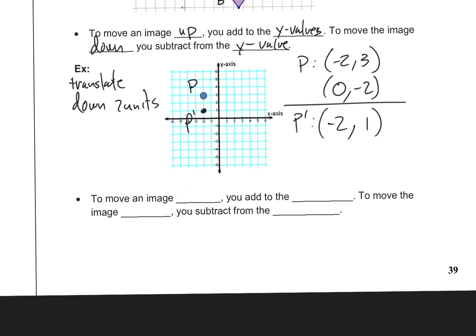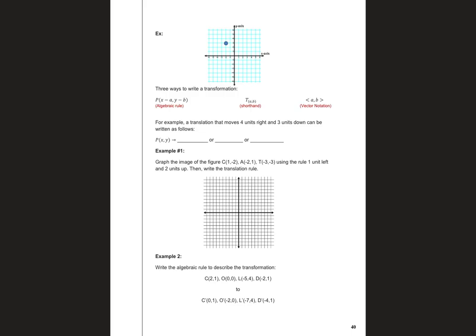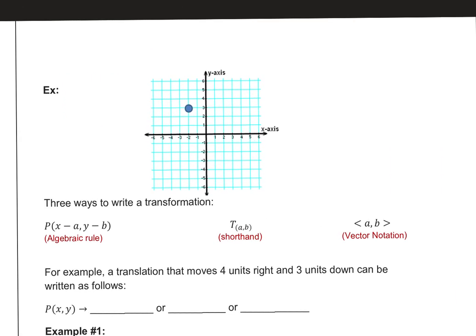Okay, and to move an image, this is going to bleed over to the next page. Right, you add to the x value. To move the image left, you subtract from the x value. Okay, so let's go to the next page here. And let's say I was going to take this point, P again, we'll call it P still. And let's say we're going to move to the right 3 units.